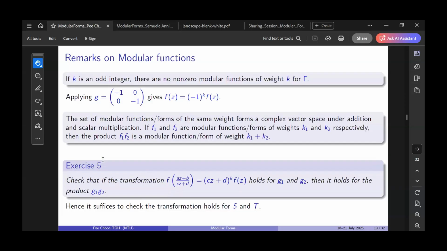So now some remarks on modular functions. If k is an odd integer, there are no non-zero modular functions of weight k for gamma. This is actually pretty easy, but maybe I will prove this one to further understand why this is.